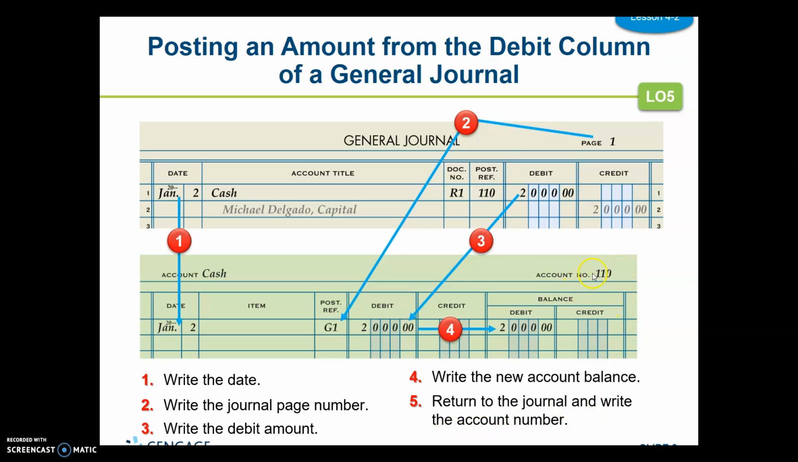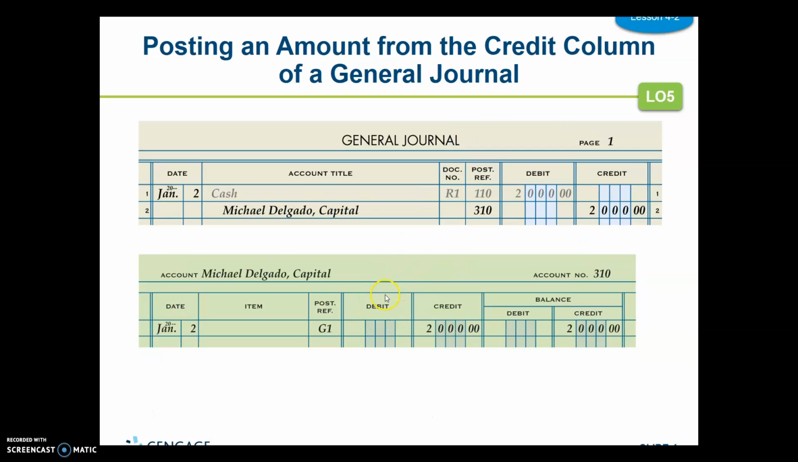Whatever account number is here, we transfer that account number into the general journal to show that it has been posted. It's kind of like a checklist, I always tell my students. If we look down this row, whenever there's a number in this column, it means yes, it has been posted. So right now, looking at the general journal, cash has been posted, but Michael Delgado Capital has not because there's not a number there.